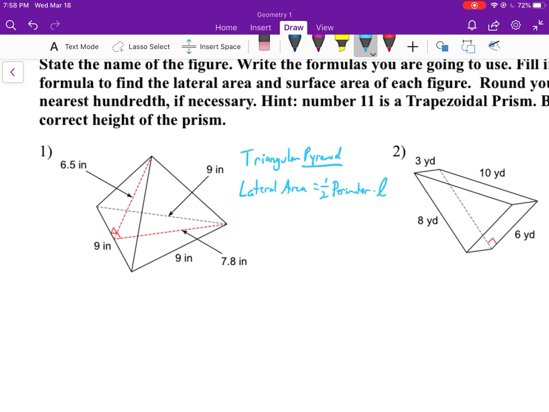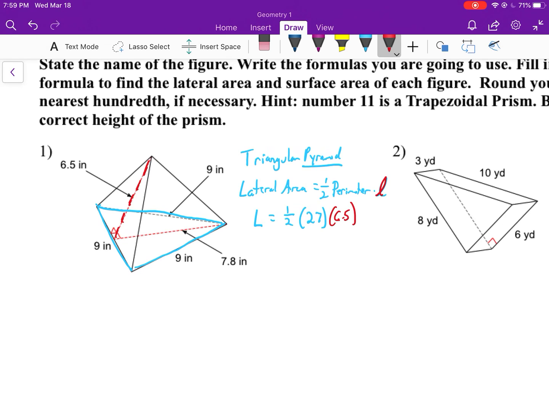All right, well, we have 1/2 the perimeter of the base. Well, the perimeter of our base is right here. So that is 9 times 3, so I'm just going to go lateral area with an L here. 1/2 the perimeter is 9 plus 9 plus 9, or 9 times 3, which is 27. And times the slant height. The slant height, I'm going to put this in red, the slant height is this dashed line right here. So that's our slant height. That's 6.5.